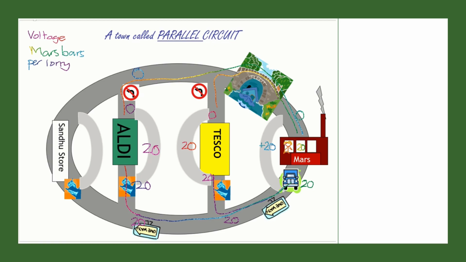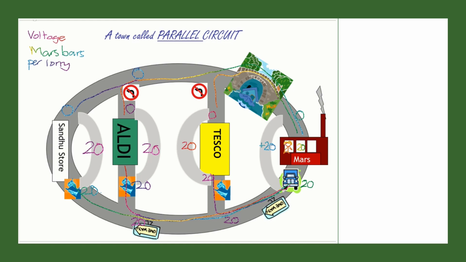How strange. What about the lorries that go to Sandu stores? Well, the lorry that goes to Sandu stores must have 20 here because it's not made a delivery. It must have no boxes here because it's on its way back over the bridge to get filled up. So again, it must have delivered 20 boxes.